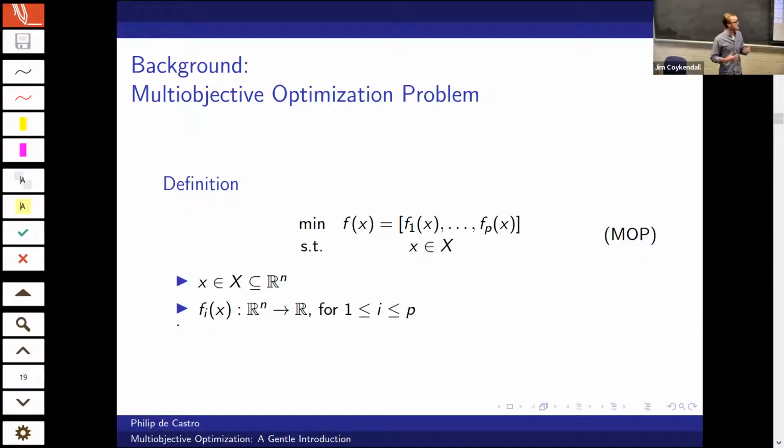For the time being, and actually for the purpose of this talk, we're not going to assume any structure on our function f, right? We're not going to worry about continuity or convexity or differentiability, etc. But this is the generic form for a multi-objective problem.